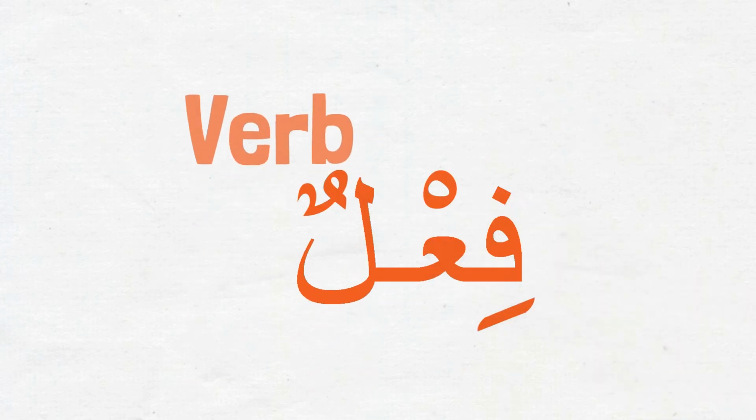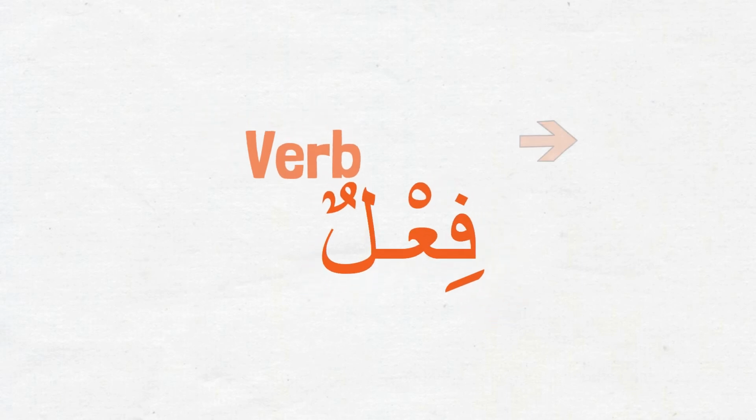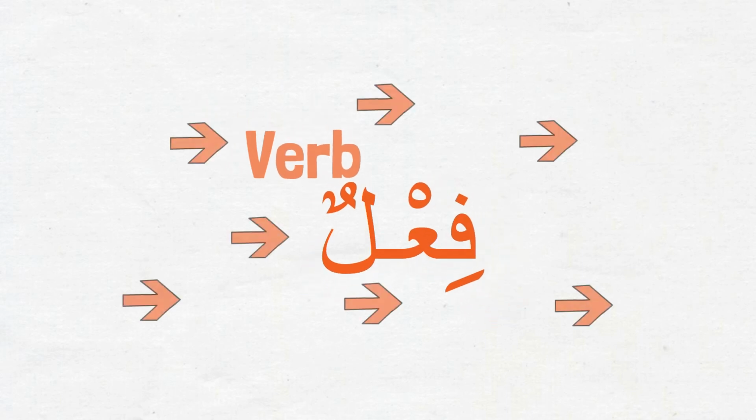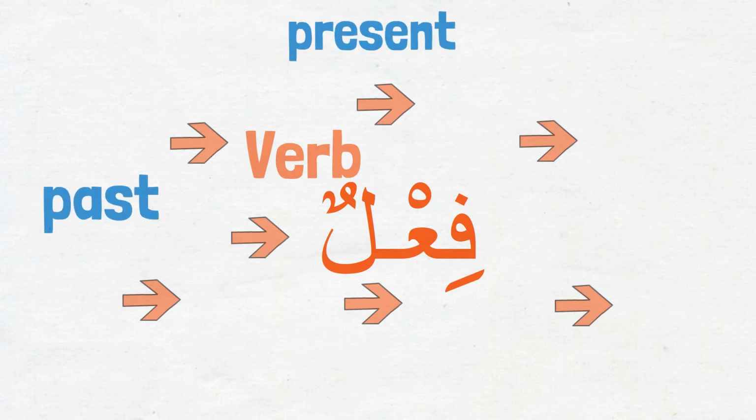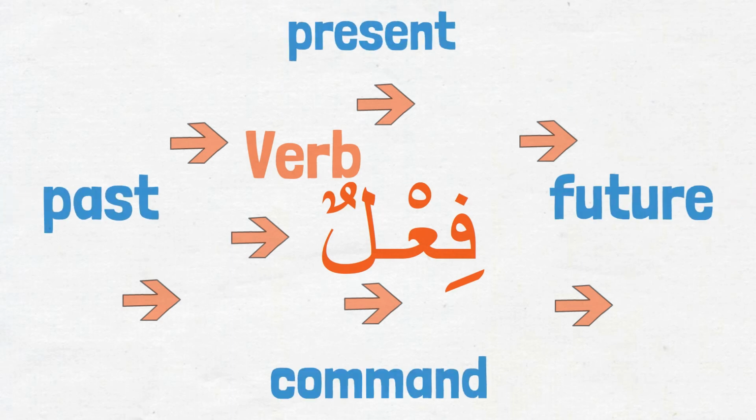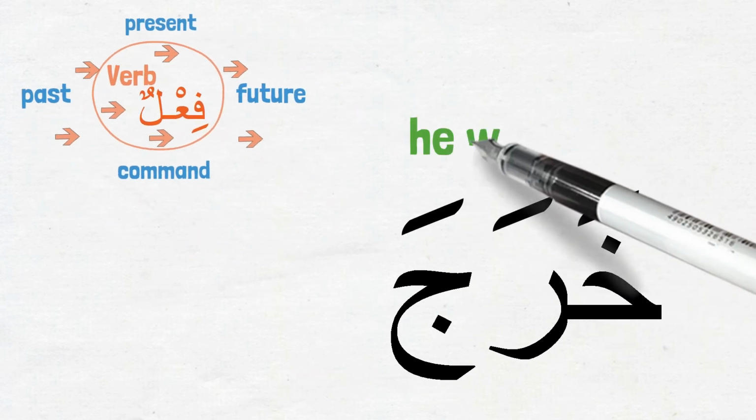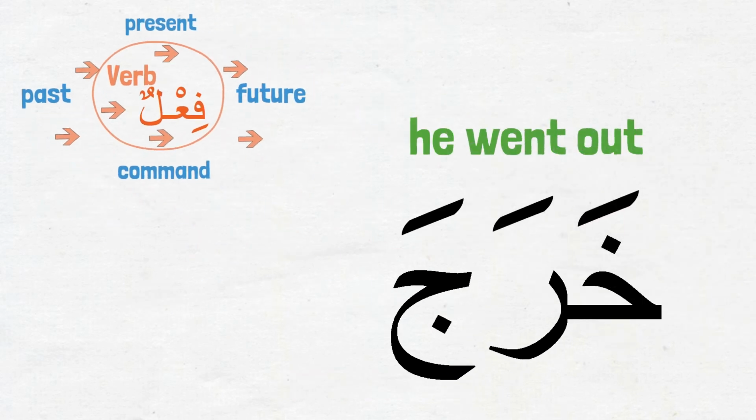A verb in Arabic is called fi'al. Fi'al, as you know, indicates temporary or time-dependent action, and it can be in the past, present, and future tense, or command. Kharaja here means he went out, or he stepped out.